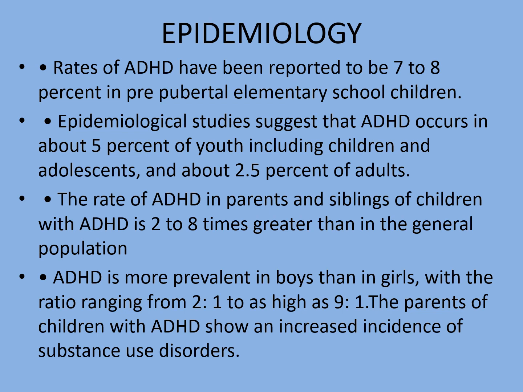Epidemiology. Rates of ADHD have been reported to be about 7 to 8% in prepubertal elementary school children, about 5% of youth, including children and adolescents, and about 2.5% in adults. It is also known from studies that the rate of ADHD in parents and siblings of children with ADHD is 2 to 8 times greater than in the general population. ADHD is more prevalent in boys than in girls, with a ratio ranging from 2:1 to 9:1. Parents of children with ADHD show an increased incidence of substance use disorders.